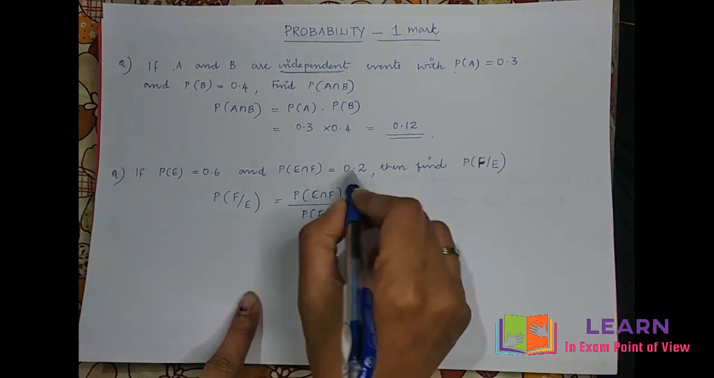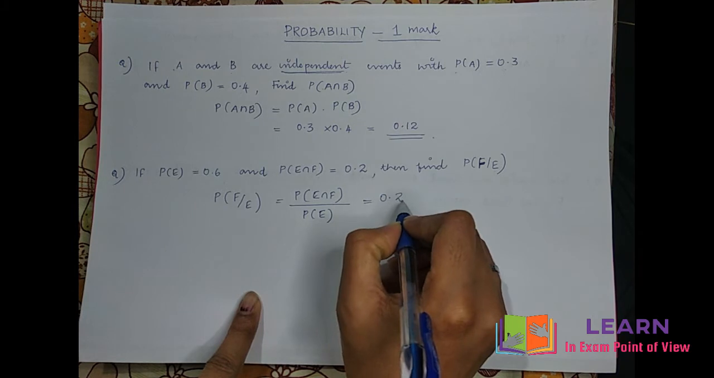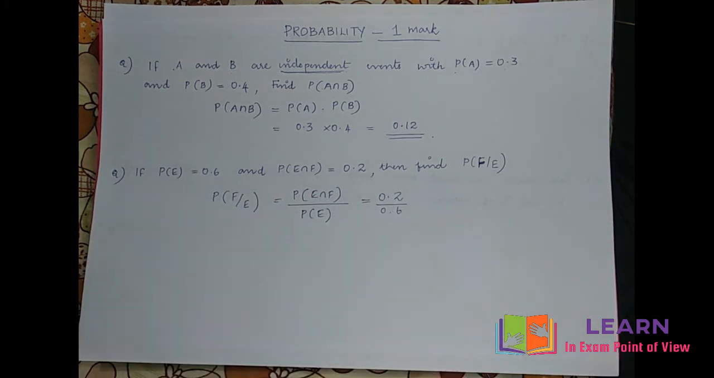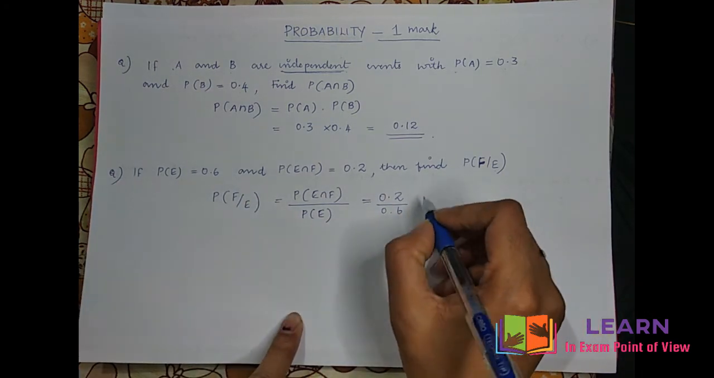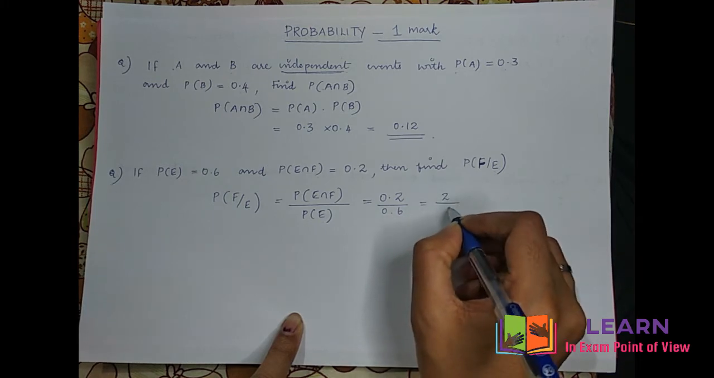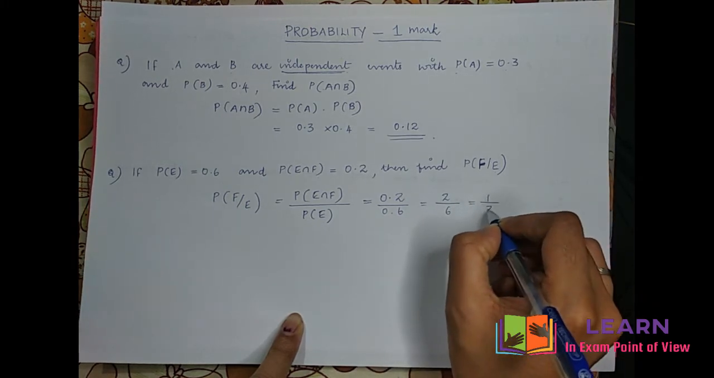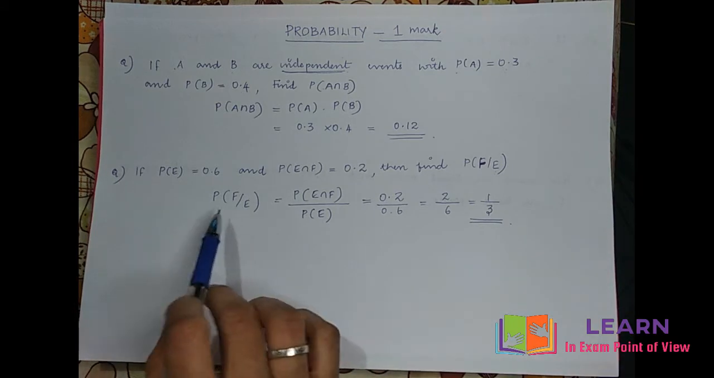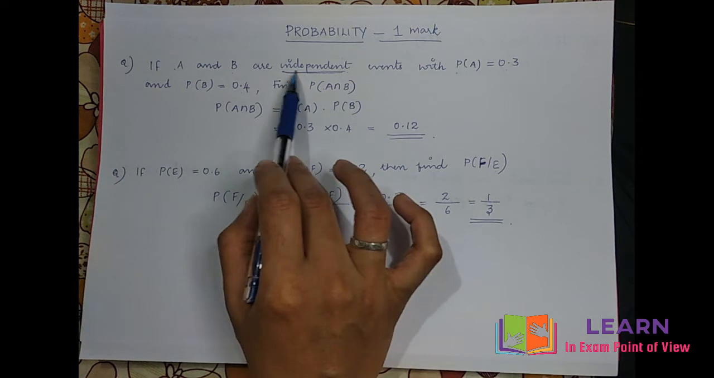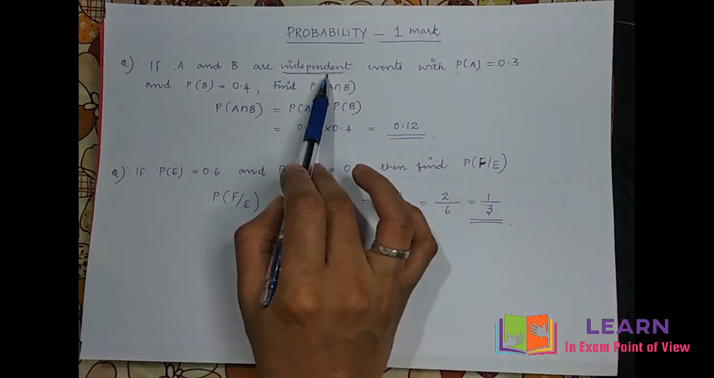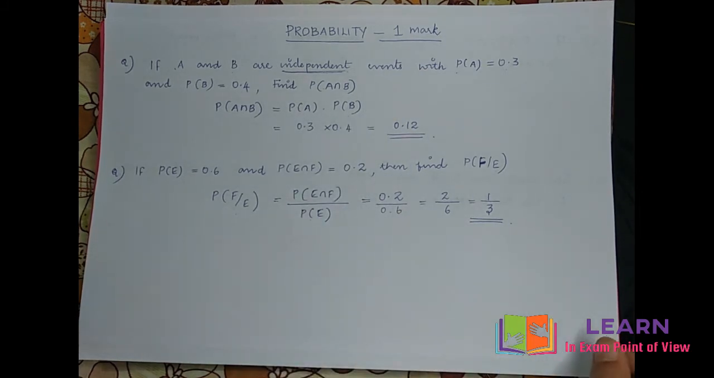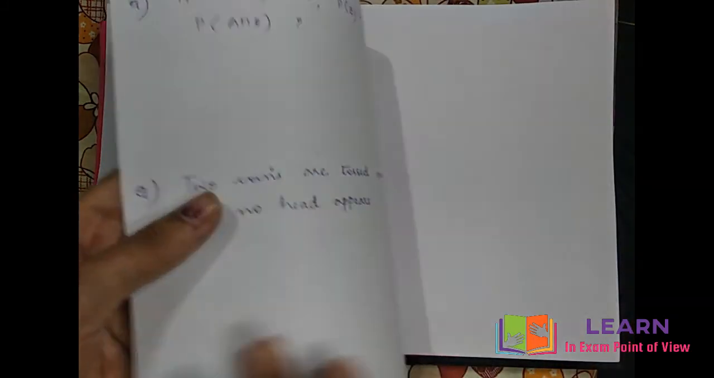So this value is given as 0.2, right? And E is given as 0.6. Multiplying by 10, you will get 2 by 6, that is 1 by 3 is the answer. So for this conditional probability you have to study its formula. And remember for independent events, just multiply the two given probabilities. Okay, fine. So the next possible type.